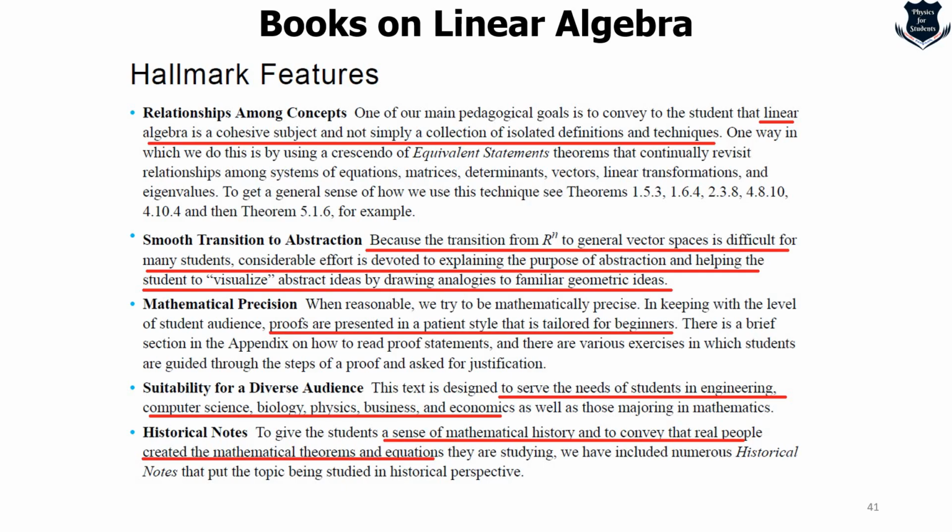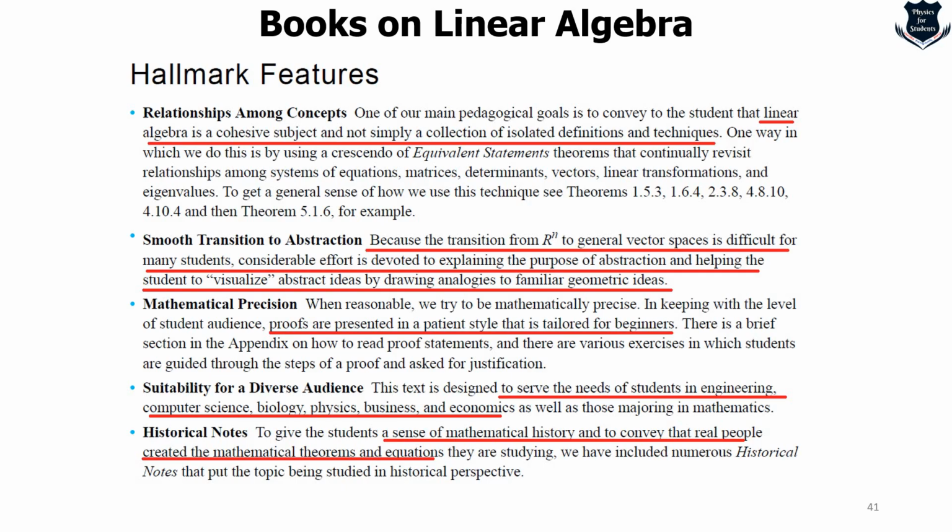What are the hallmark features of this book? Linear algebra is a cohesive subject and not simply a collection of isolated definitions. A transition from Rn to generalized vector spaces sometimes becomes important, so the authors have made considerable effort to explain this. Also you will see the mathematical precision, with proofs presented in a patient style that is tailored for beginners. So it is all for beginners in a very easy way. The next point, to serve the needs of students of engineering, computer science, biology, physics, business and economics. That means if you're not majoring in mathematics, you can go through this book.